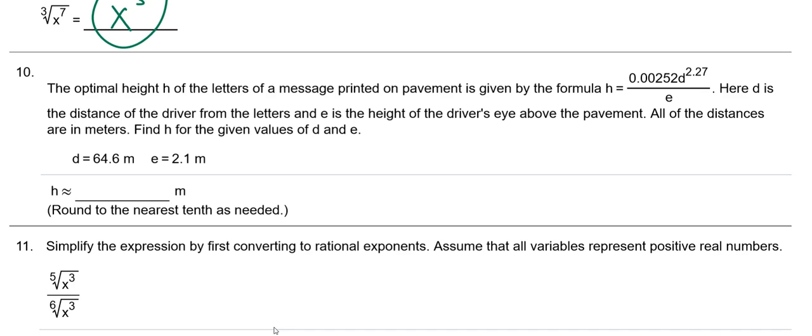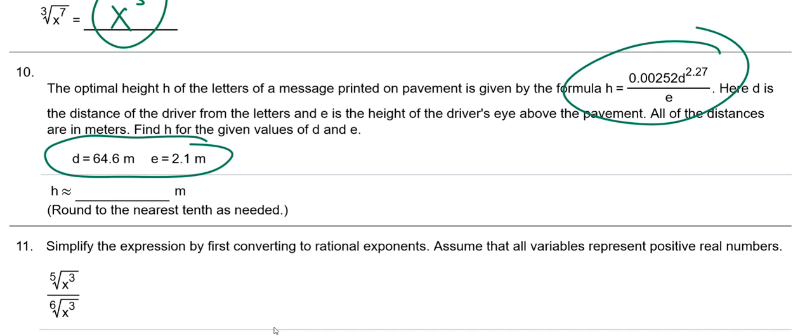That formula right there gives the optimal height of the letters. D is the distance of the driver from the letters. H is the height of the eyes above the pavement. I guess it could be if you're driving a car. I was thinking more, being above. All of the distances are in meters. You have D and H listed there for you, right here. Use the calculator and figure it out. You've got the formula. Go start typing.